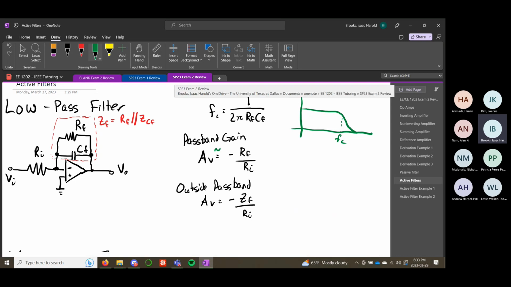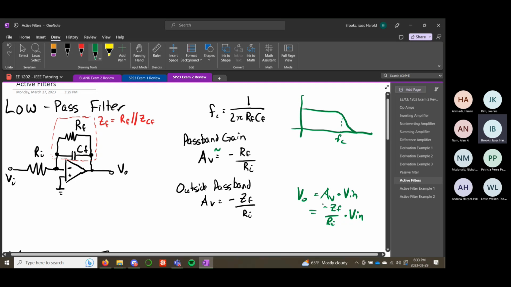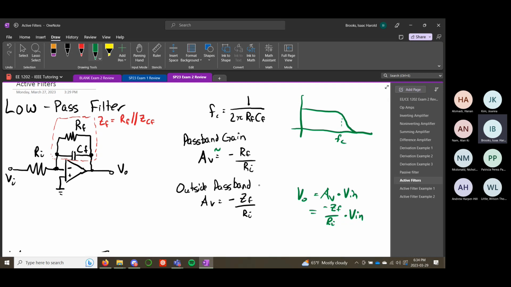Outside of the passband, or in general, you can use this equation, ZF over RI. That's your feedback impedance at the given frequency, divided by your input resistance. And again, if you want to get V out, that would be AV times V in, which is ZF over RI times V in. Okay. So these types of questions, if you see this on your exam, it might give you an input signal that has a frequency, ask you for the output, and so you'll have to find what this gain is at that frequency.